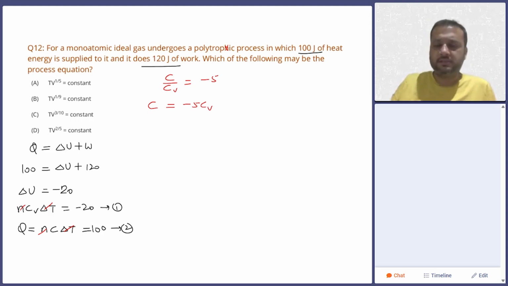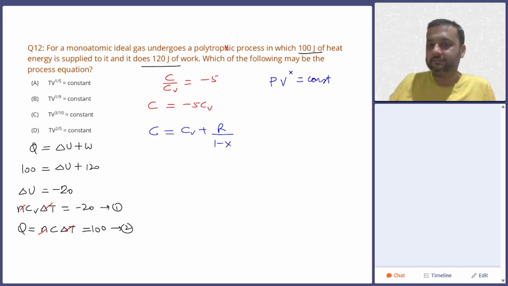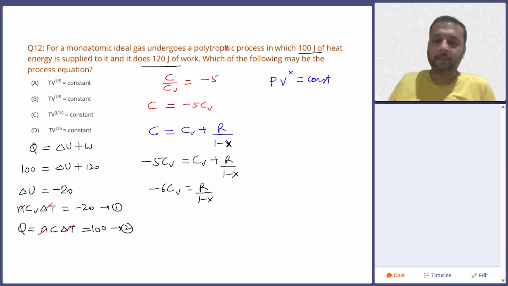Now for a polytropic process, there is a standard result for finding C, where C is equals to Cv plus R upon 1 minus X. What is X here? You might be knowing that any polytropic process can be represented in the format PV to the power X equals constant. So this is the process equation of a polytropic process, and this X is this same value. Now we can bring this minus 5 Cv, that will be equals to Cv plus R upon 1 minus X. So that means this becomes minus 6 Cv is equals to R upon 1 minus X. For a monatomic gas, Cv is 3R by 2.